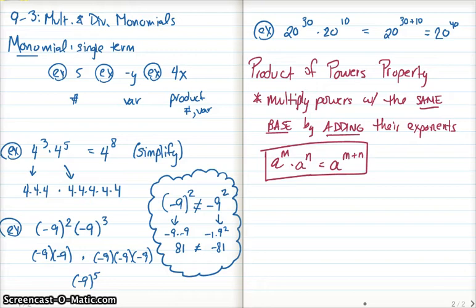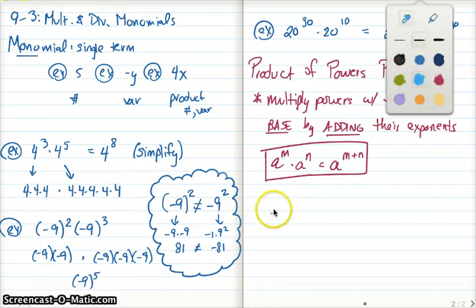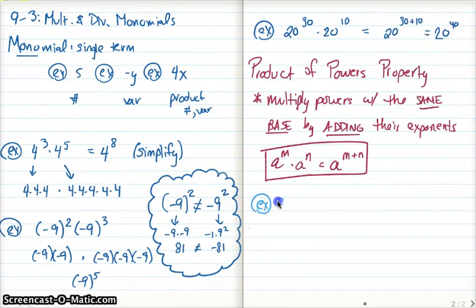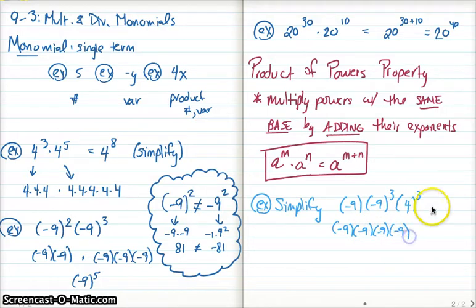Let me just show you an example of why we can't do it with different bases. So for example, if I asked you to simplify something like negative 9 to the 4th times 4 to the third. Well, negative 9 to the 4th looks like this, and then 4 cubed looks like this. So here I'm just writing it all out.